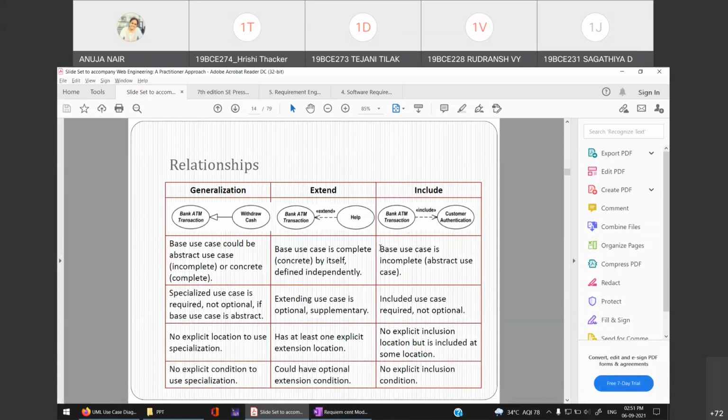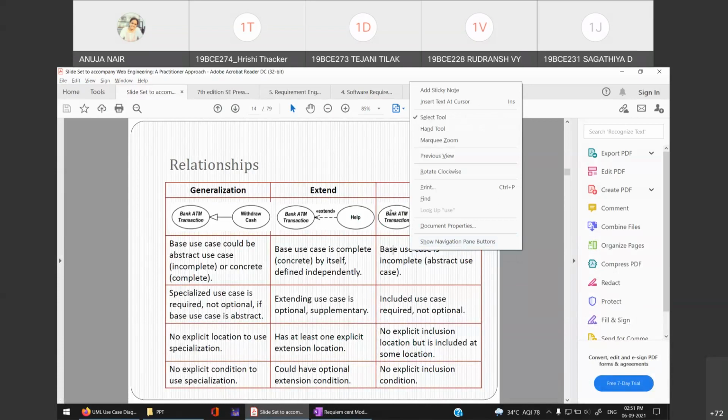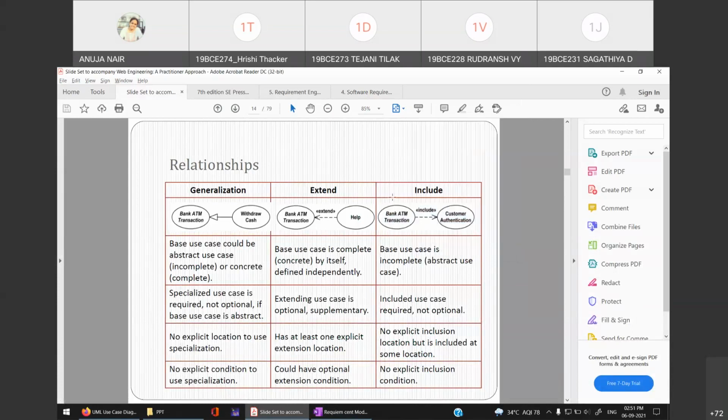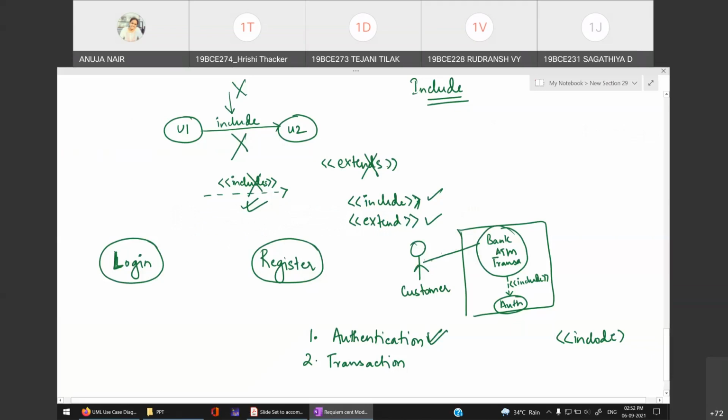So in actual technical terms, I'll say that the base use case is incomplete. What is the base use case over here? My base use case is the main use case, this one. The base use case is bank ATM transaction, through which my actor is connected. My actor is not connected to authentication. What will happen if my actor is connected to authentication?